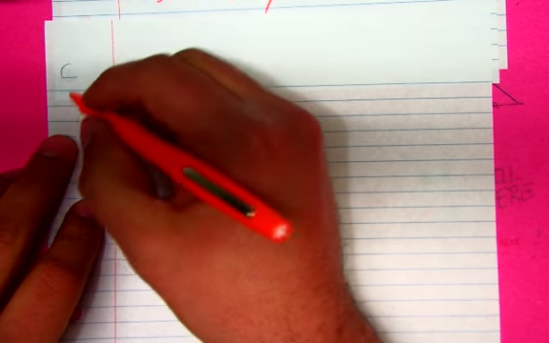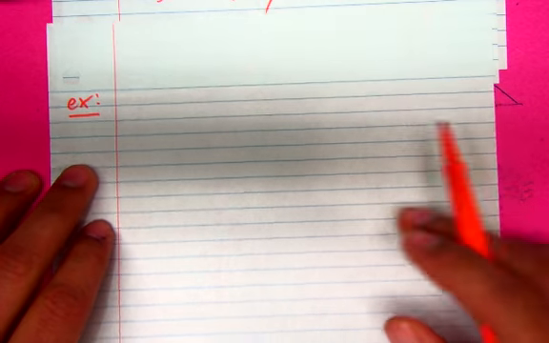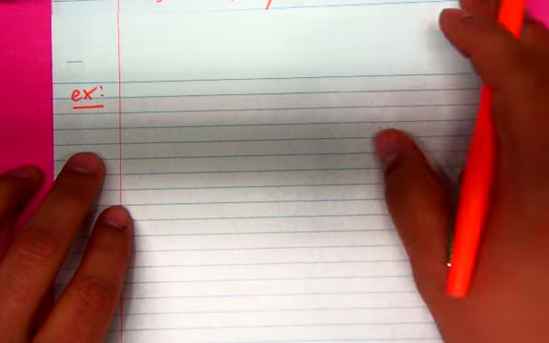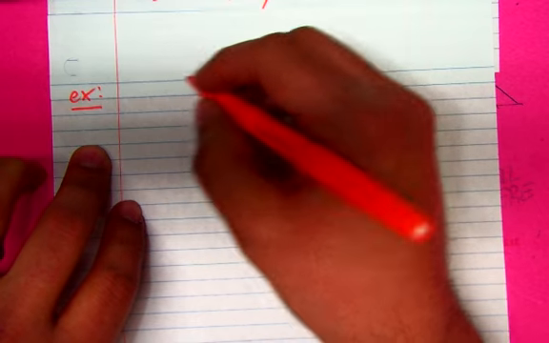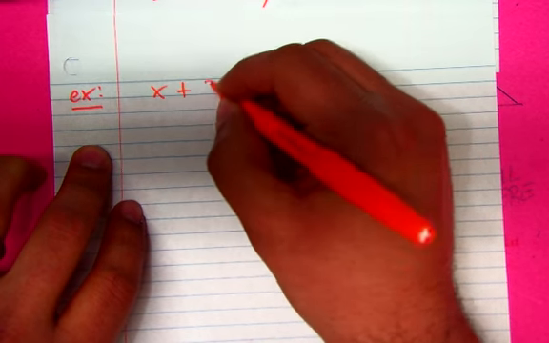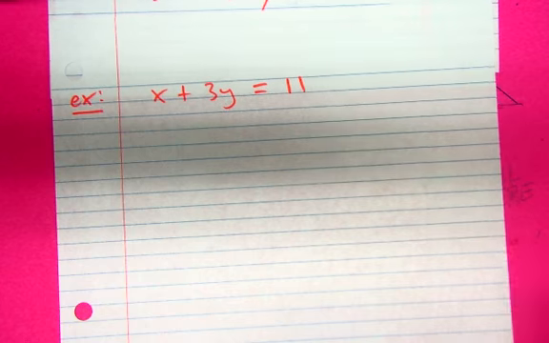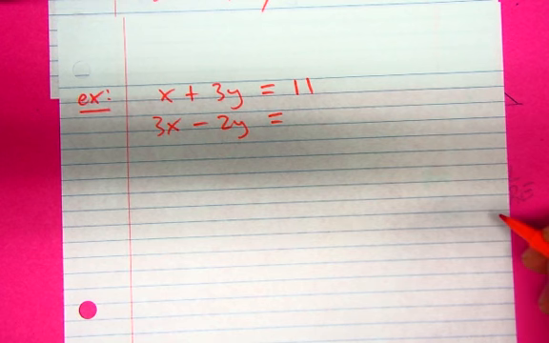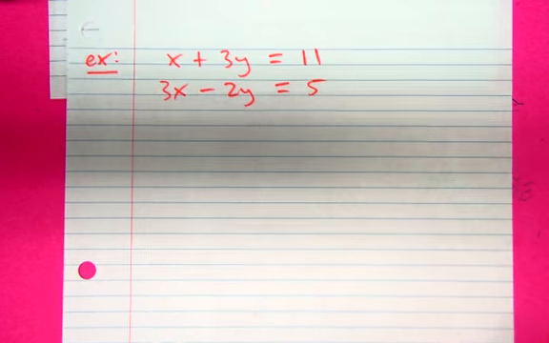Let's try another one. Do you want to create one that's got the same answer, or do you want a different one? Just, okay, hold on. Give me a minute. Let's say we have x plus 3y equals 11, and then 3x minus 2y equals 5. I think I made it so it works out nice.